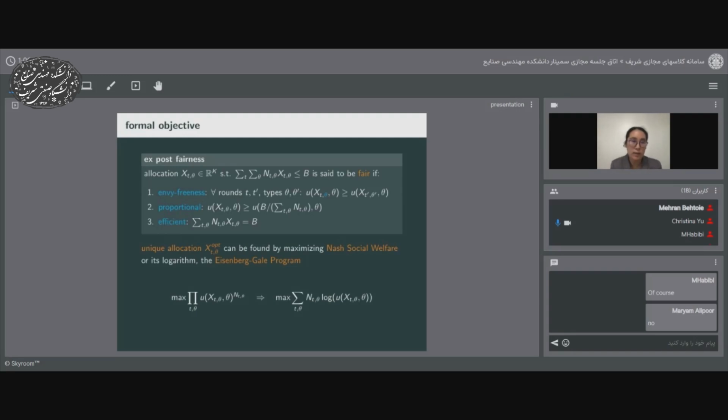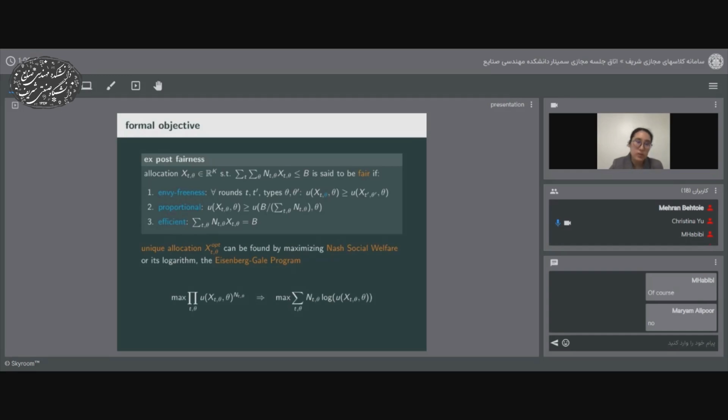And again, because of the result of Halvarian, you can show that this unique allocation, which we will call X opt, can be found by maximizing this Nash social welfare or its logarithm, which is called the Eisenberg-Gale program. So the Eisenberg-Gale program is maximizing the sum of the log utilities. And again, this is relating to the setting where if I knew the number of individuals arriving of each type in advance, then I would just solve this program. And the nice thing is that the allocation that solves this program gives me these three properties: envy freeness, proportionality, and efficiency.